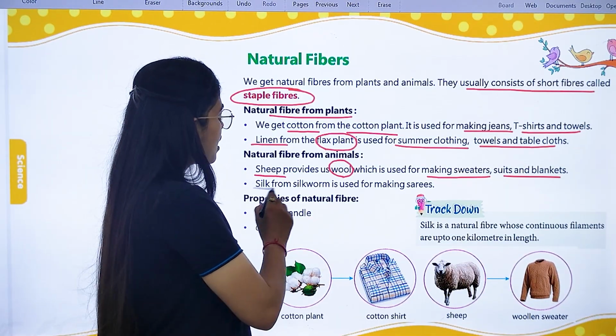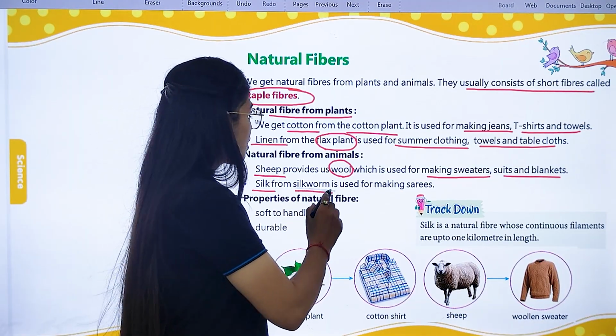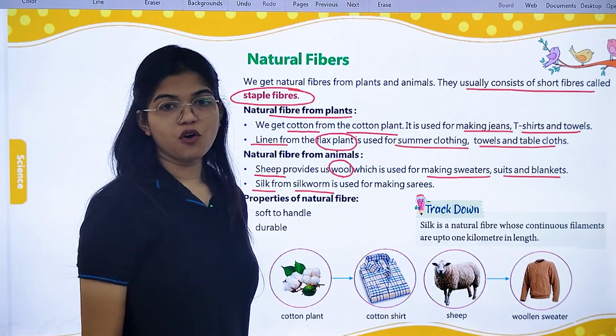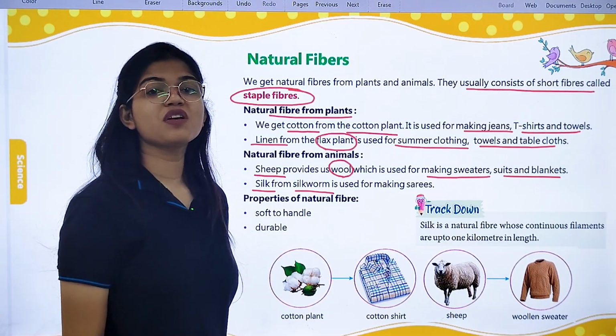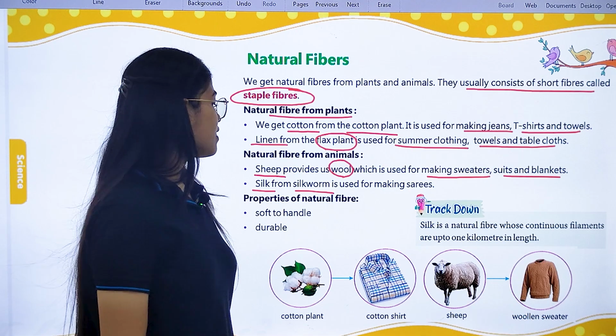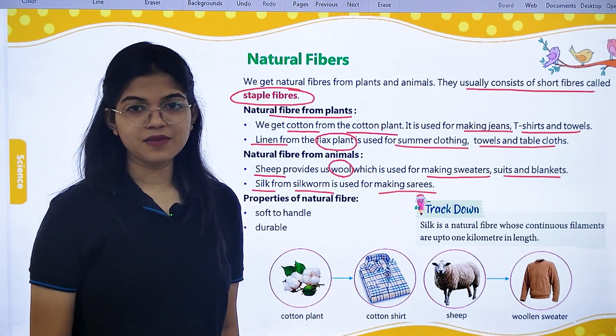Second, we have silk also. It is a fiber which is made from the silkworm. Okay, silkworm provides us silk. Silkworm is a type of insect. And this silk is used for making beautiful silk sarees.